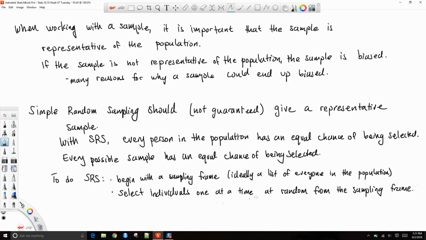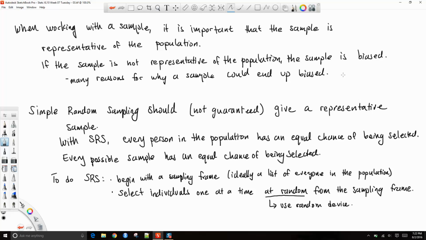Okay, and then when we say select at random, use a random device. A random device being something like a computer that generates random numbers, or putting names on ping pong balls or on pieces of paper in a tumbler or something of that nature, something that truly randomizes things. Because if you gave it to a person and just said select people at random, that would not work.